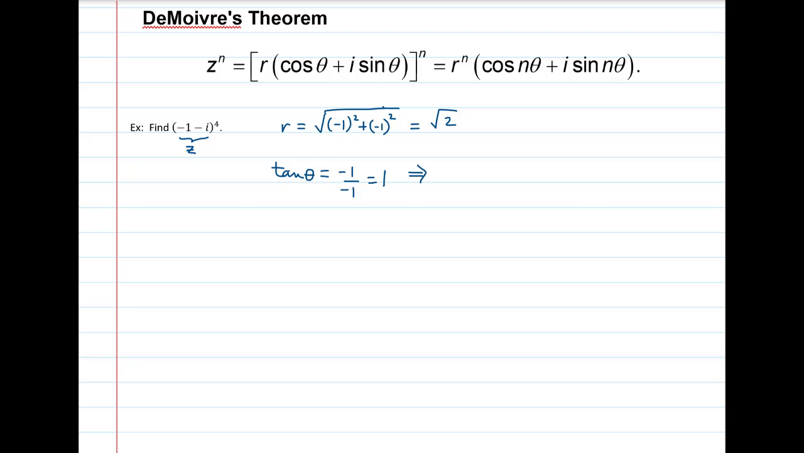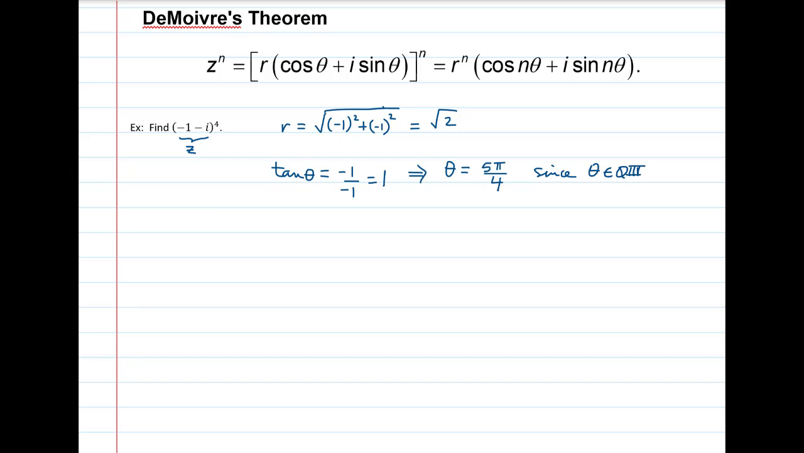Then the argument comes from tangent of theta equal to negative 1 over negative 1, which is 1. Now you have to be careful here. Make sure that you get the right argument, because if you do arctangent of 1, that's going to give you pi over 4. That's first quadrant, but our z, if you graph it, is in the third quadrant. So then the theta, or the argument, has to be 5 pi over 4.